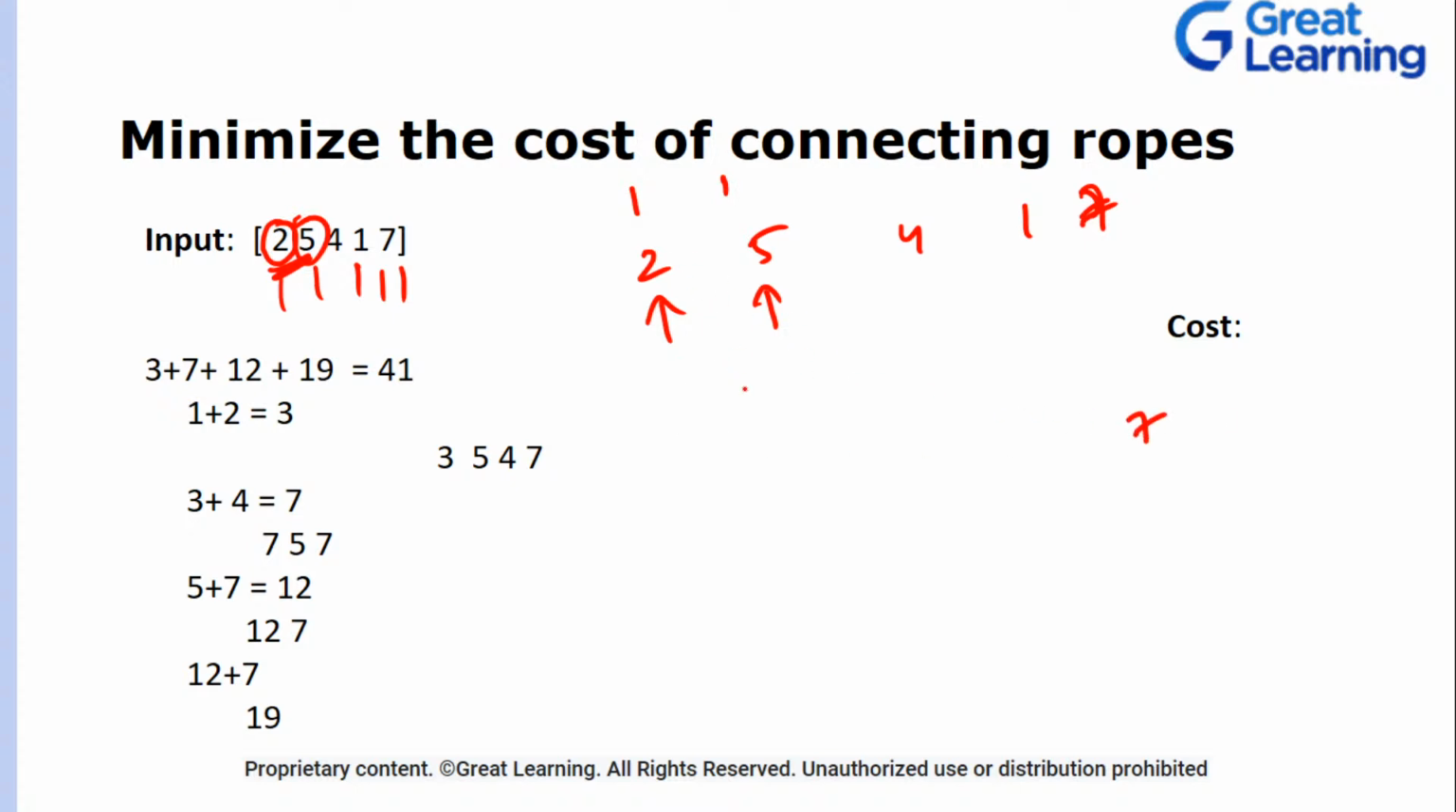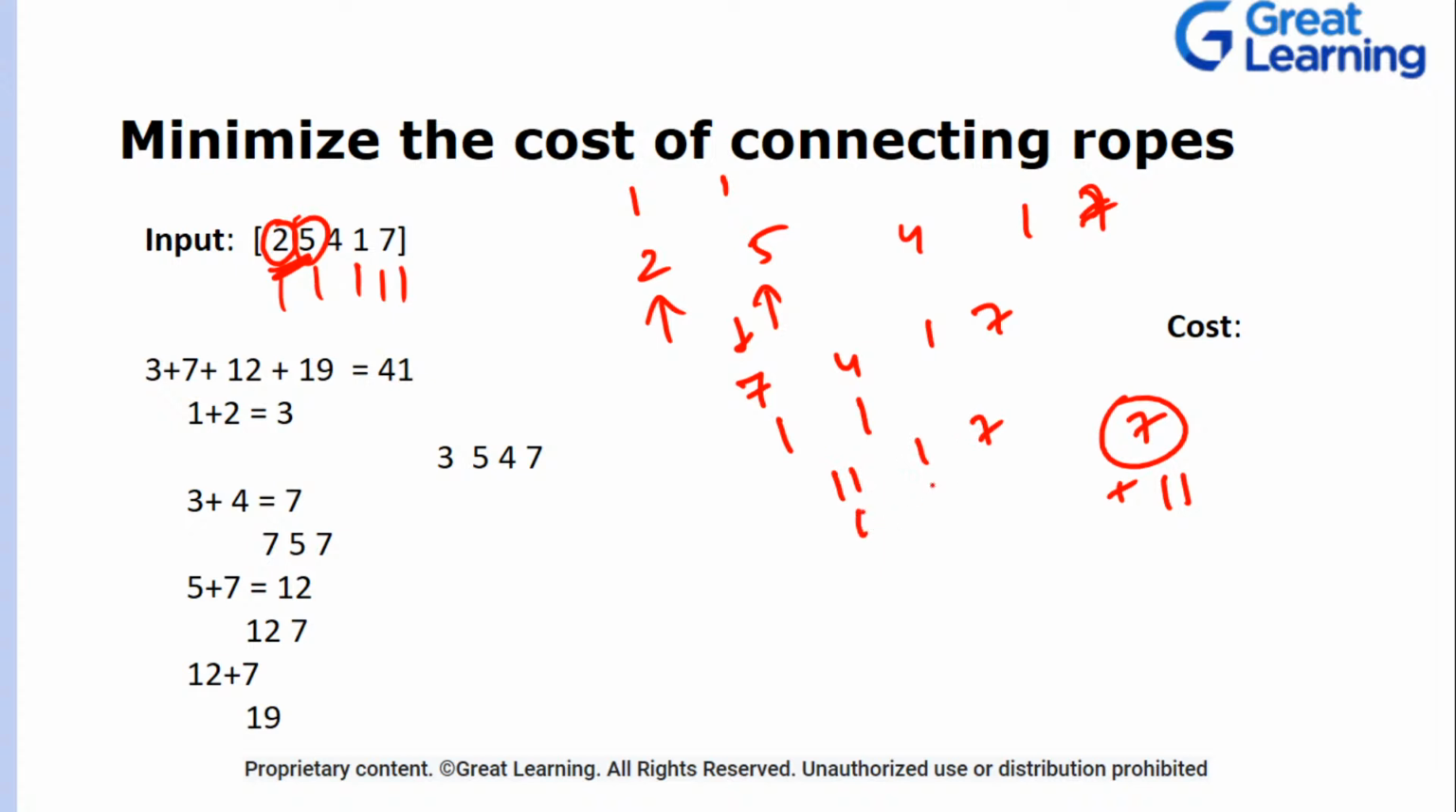Now this is the new unit I will be getting. Now I will be having this array as something like this. Now the cost is already 7. Now I will be adding this unit and this unit. The cost will be 11. So the total cost is 18. Okay, so now I'll be having 11, 1 and 7.